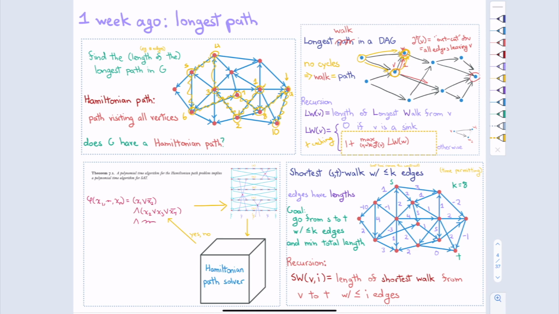This problem was trying to find the shortest walk with a constraint on the number of edges. So I give you a graph with edge lengths, positive or negative, and the question is, what's the way to get from point A to point B with at most k edges and a minimum total length? At some level we're going to look at this problem today, but remove this less than or equal to k.